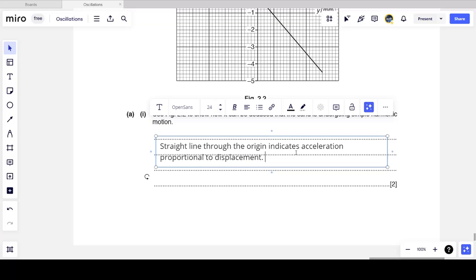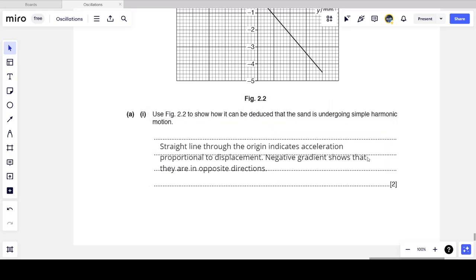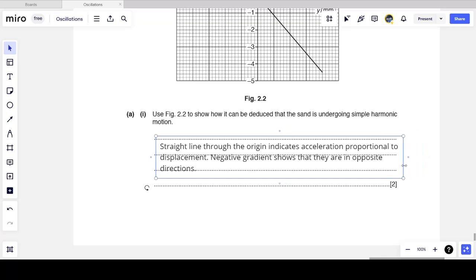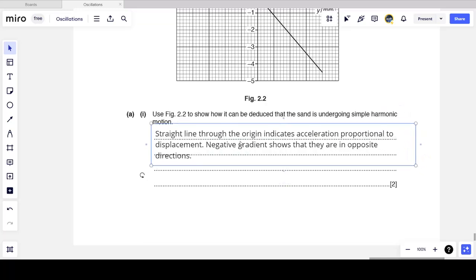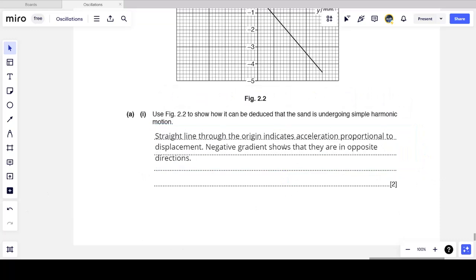The other thing is that the acceleration and displacement must be in opposite directions, which means the gradient must be negative. But that's exactly what I have. So I can simply say the negative gradient shows that they are in opposite directions. So the straight line through the origin indicates that they are proportional, because that's what proportionality means, and the negative gradient tells us that they are in opposite directions. And those are the two conditions for simple harmonic motion to occur.